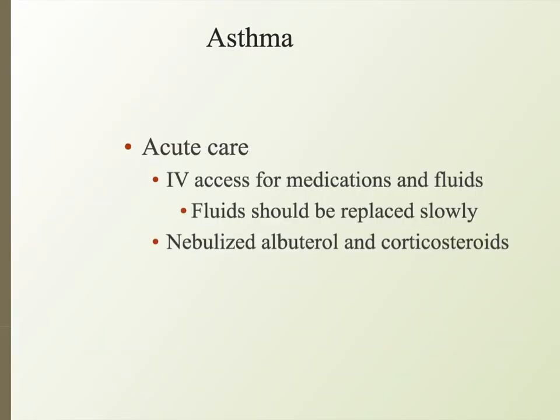When a kid is having acute care or an asthmatic attack that is needing to be treated in the hospital, we will do IV access for medications and fluids. Remember, with fluids, we should replace them slowly because we could have fluid overload. And where does fluid overload go? To the lungs. And that will therefore exacerbate small airway obstructions. We'll also do nebulized albuterol and corticosteroids. We're going to monitor their vital signs and their breath sounds closely. And depending on the status of their asthma will depend on how frequently we do it.